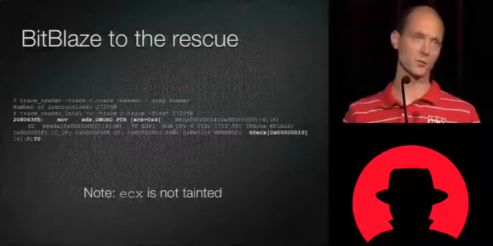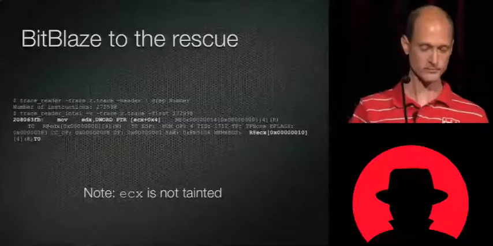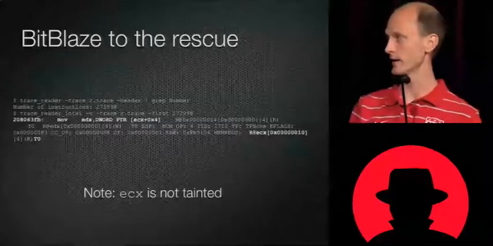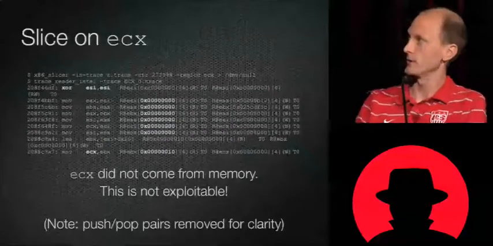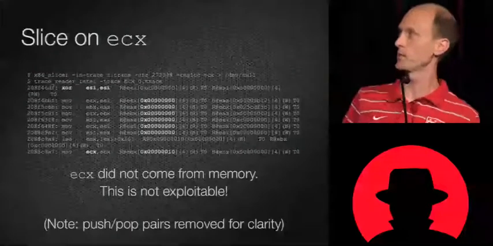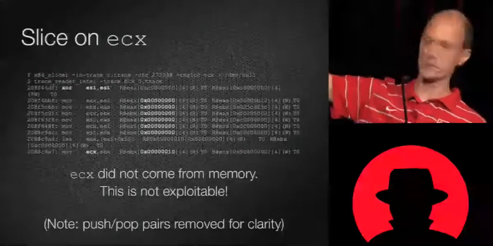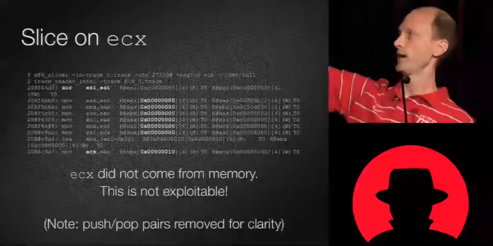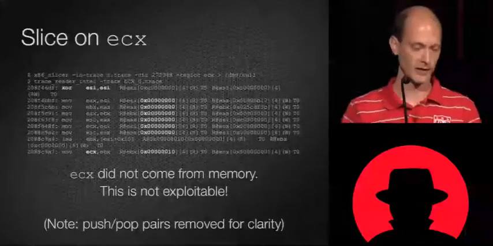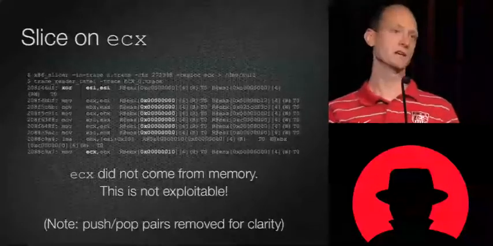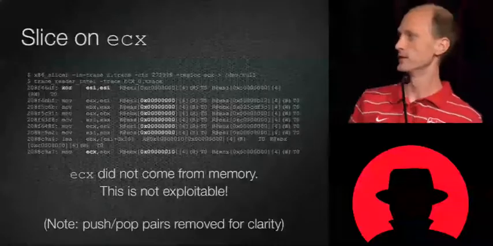And where did it come from? Well, that's what the slicer is for. So let's slice on ECX and see where it came from. Okay, so here's using the slicer tool. This is what the command line looks like. I tell it where I'm at in the program. I'm at the last instruction, and I want to slice on ECX. Then it generates another trace, and then I print out that trace. So let's see what happened.